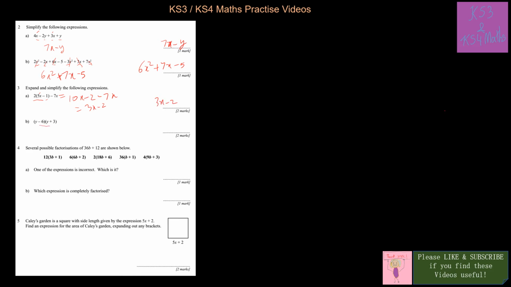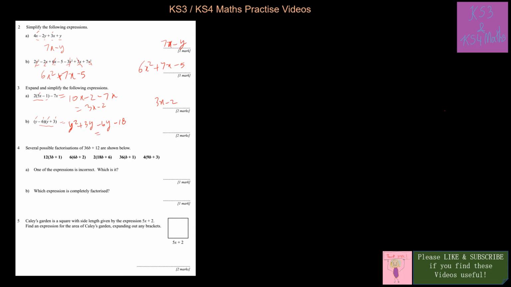Then y minus 6, y plus 3. So each expression has to be multiplied by each expression in the other bracket. So you have to multiply y with y, then y with 3, then 6 with y, and then 6 with 3. Okay, that's the way to do it. So y times y is y square, and then plus 3y minus 6y minus 18. Okay, plus and a minus make a minus.